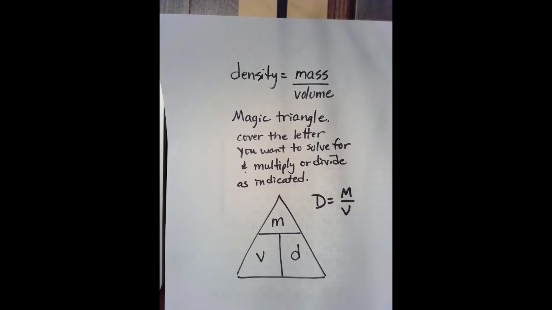Okay, so you can jot that down, and that's called a magic triangle to help you work through that math. All right. I want to work two conversion problems for you, two dimensional analysis problems.